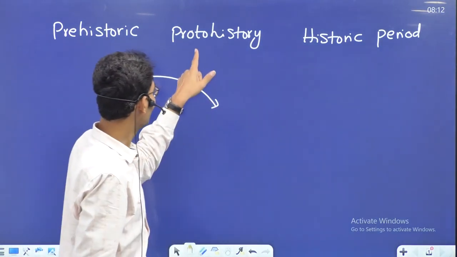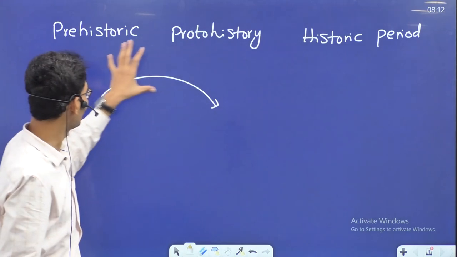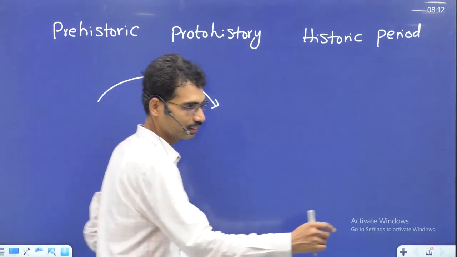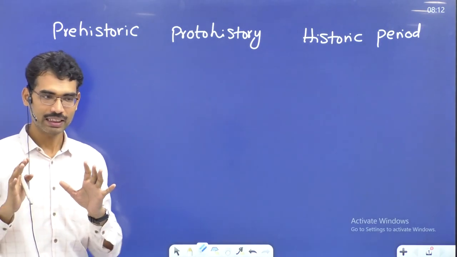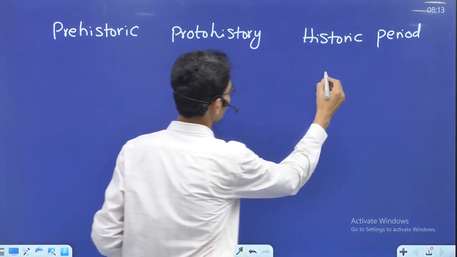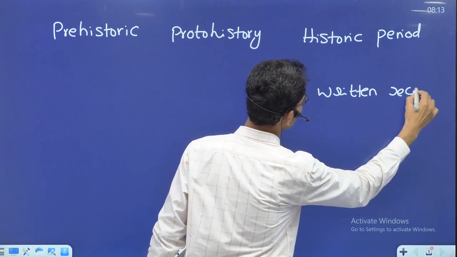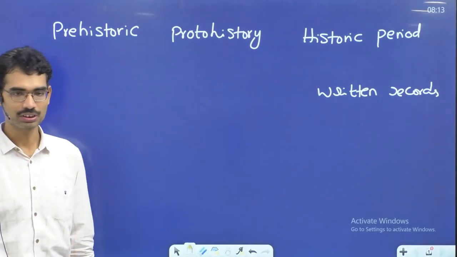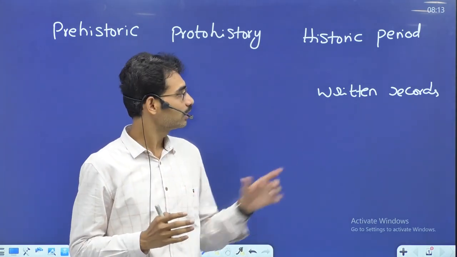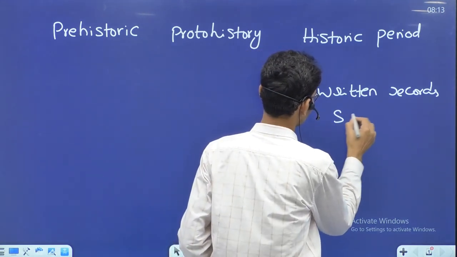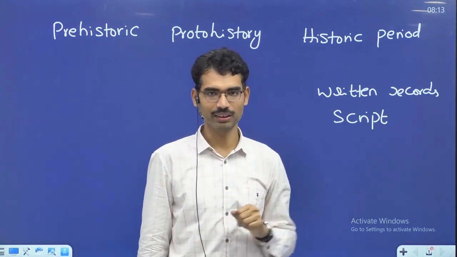So what are these characteristics of protohistory? Unless we know what are the characteristics of historic period, then only we can assess what is prehistory, what is protohistory. So let us see these things. The main criteria for categorizing a particular period as historic means a written record. If we study our human history through written records, then we consider it as historic period. If we are studying through written records means there is a script. After the development of script, we consider as historic period.